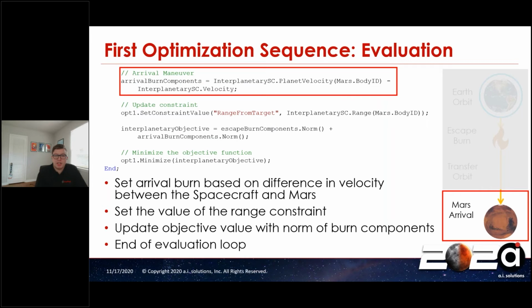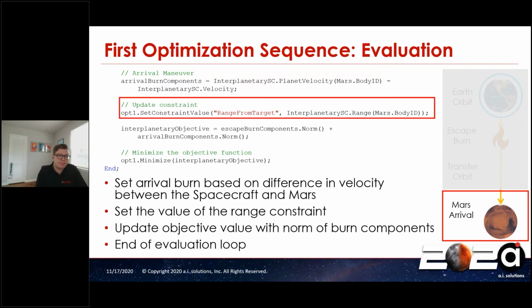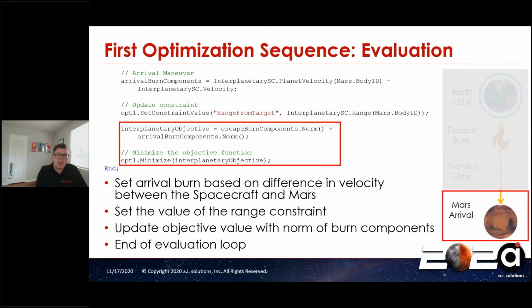Next up, we'll do our arrival maneuver. So we just take the difference between Mars's velocity and the spacecraft's velocity, and assign that to our arrival burn components. Then we update our range from target constraint with how far away the spacecraft is. And we update our objective. Our objective here is just going to be the sum of the normalized components of both the escape burn and the arrival burn. You'll notice we don't actually perform a maneuver command using the arrival burn. That's because we're not propagating the spacecraft anymore once we reach Mars and take that difference. And then finally, we'll call opt.minimize on our interplanetary objective, and that is the end of our evaluation.